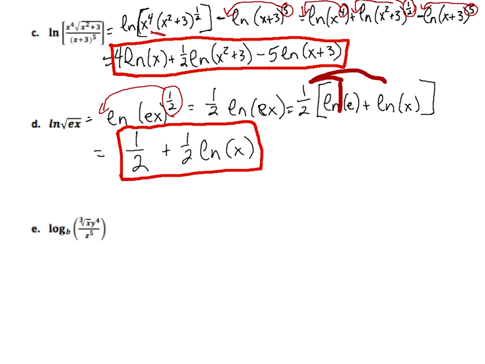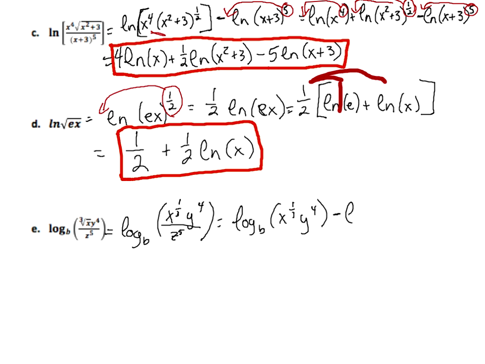All right. So this last one for expansion, I have the log base b of the cube root of x, y to the 4th, not under the cube root, z to the 5th. So this is the same thing as log base b of x to the 1/3, y to the 4th, over z to the 5th. Okay, so I'm going to split numerator and denominator now. Log base b of x to the 1/3, y to the 4th, minus log base b of z to the 5th.